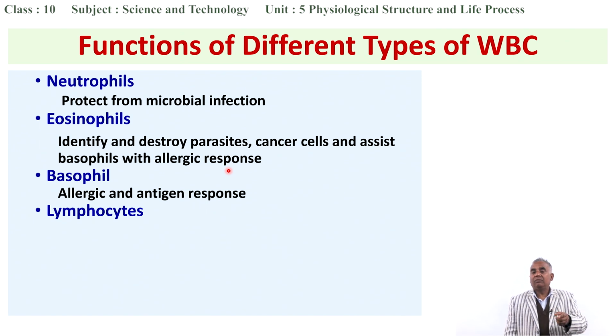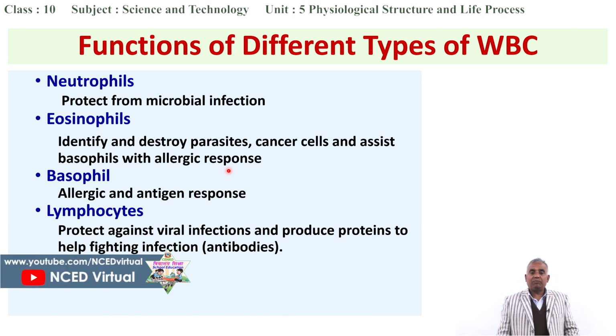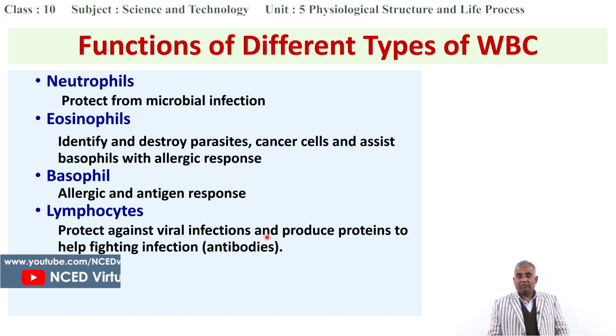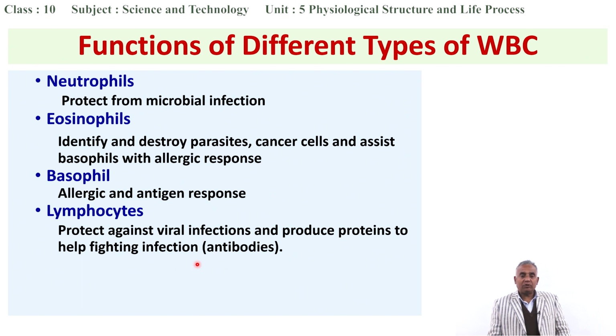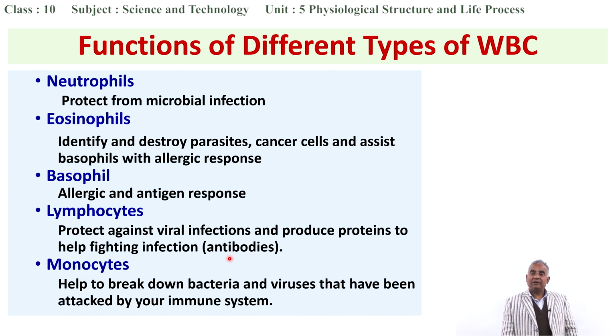Lymphocytes, which are non-granular, protect against viral infection and produce proteins to help fight infection. That means they produce antibodies. We discussed antibodies in blood group. So they produce antibodies to fight against diseases. And the last one, monocyte, helps to break down bacteria and viruses that have been attacked by your immune system.